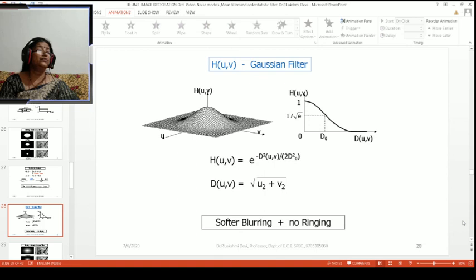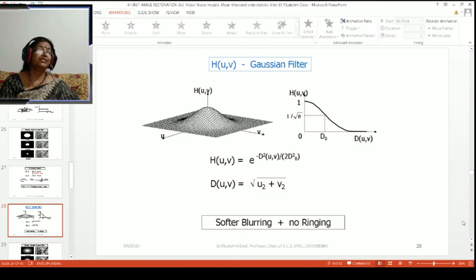The perspective plot is a three-dimensional view, here you can observe on UV dimensions, two-dimensional h of UV. This is a two-dimensional cross-sectional view of the Gaussian practical low pass filter, h of UV, with d of UV on the y and x axis respectively. The practical low pass filter.